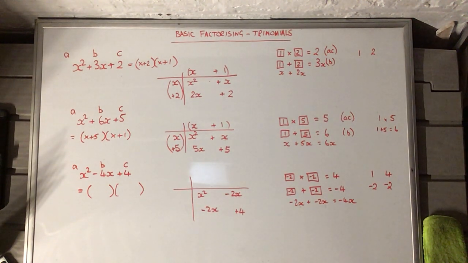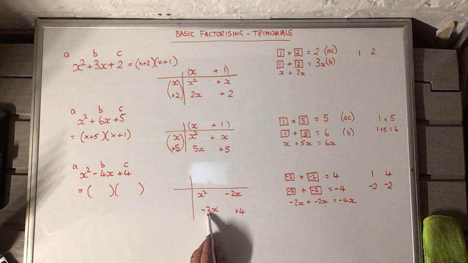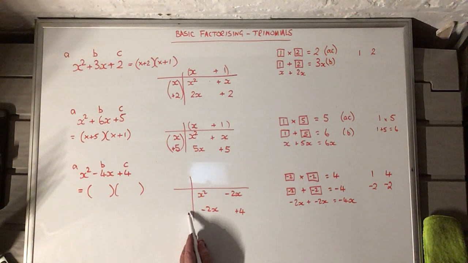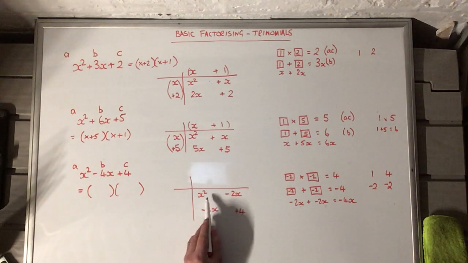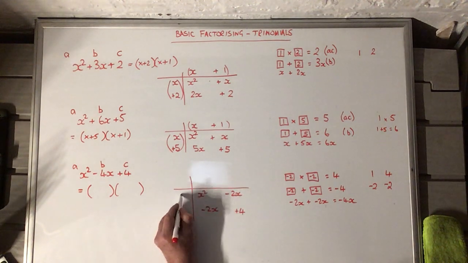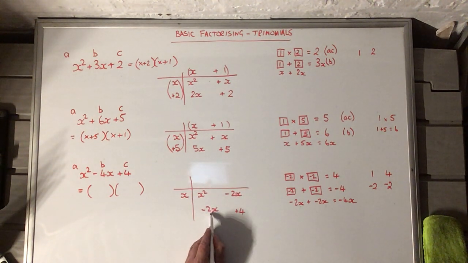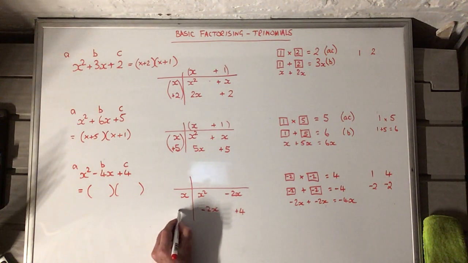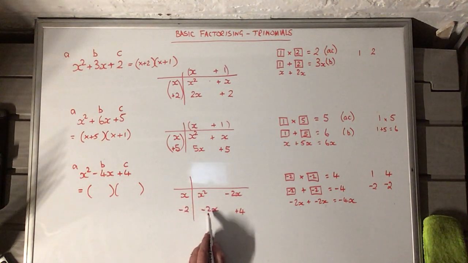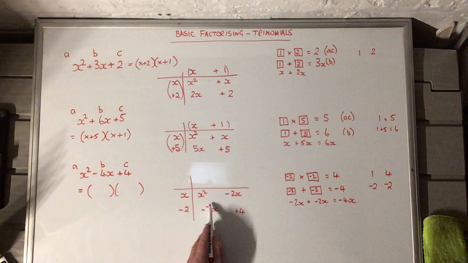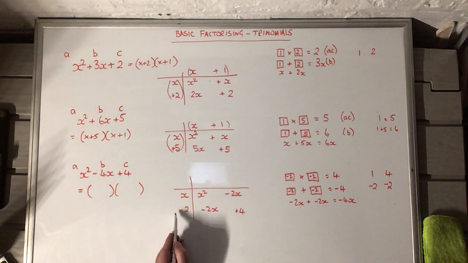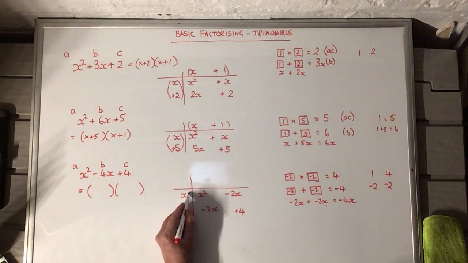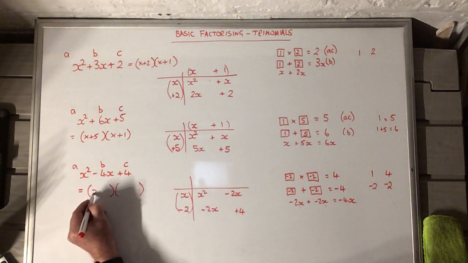But this time, when we're taking out a common factor and we've got a negative 2x, we always take out the negative highest common factor. So we'll do the top one first. That's easy, we'll just take the x out. But for this one, we're going to take out a negative 2 rather than just 2. It's a negative x term, so we always take out the negative highest common factor. So that's going to be one of my brackets, x minus 2.